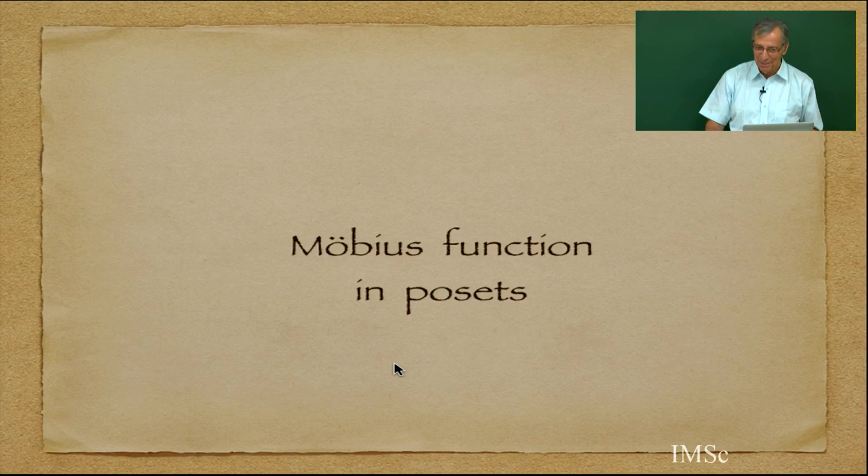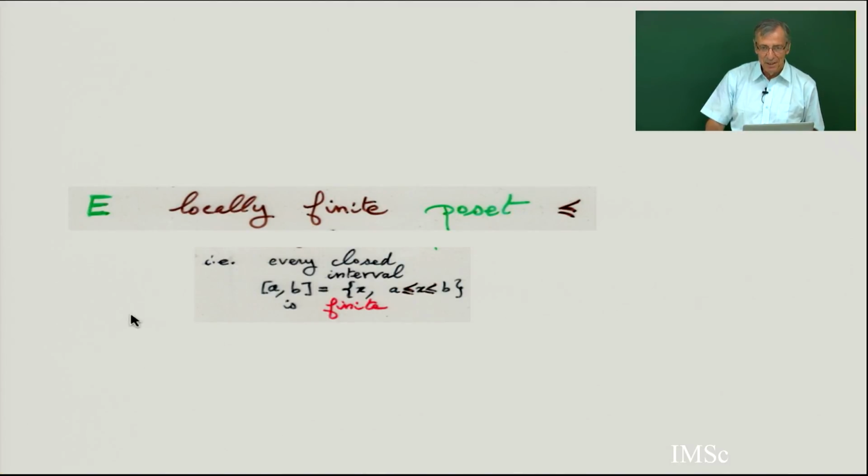Many people before have done this Möbius. So Möbius on a poset: let E be a poset with an order relation, this one in brown, but a locally finite poset. Any poset which is locally finite. What does locally finite mean? It means that every closed interval is finite. All the x between a and b form a finite set. There is a finite number of x between a and b.